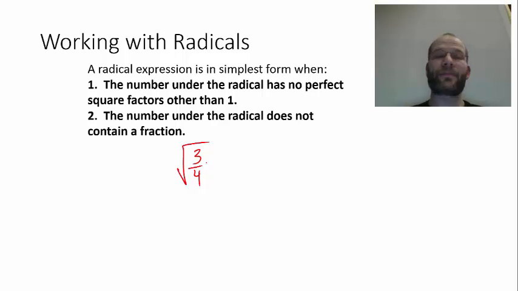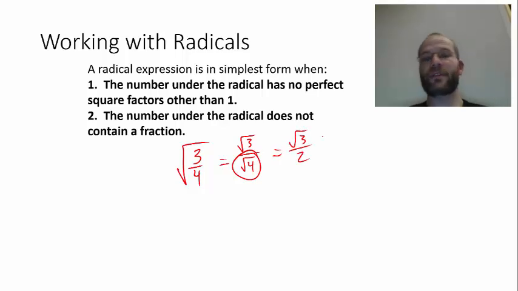How do we fix that problem? That's the easiest one to fix. We just rewrite it as a fraction or a ratio of two radicals. So there we go. Square root of 3/4 is the square root of 3 divided by the square root of 4. Of course, you can see here the square root of 4 is equal to 2. And so we end up with the square root of 3 over 2.